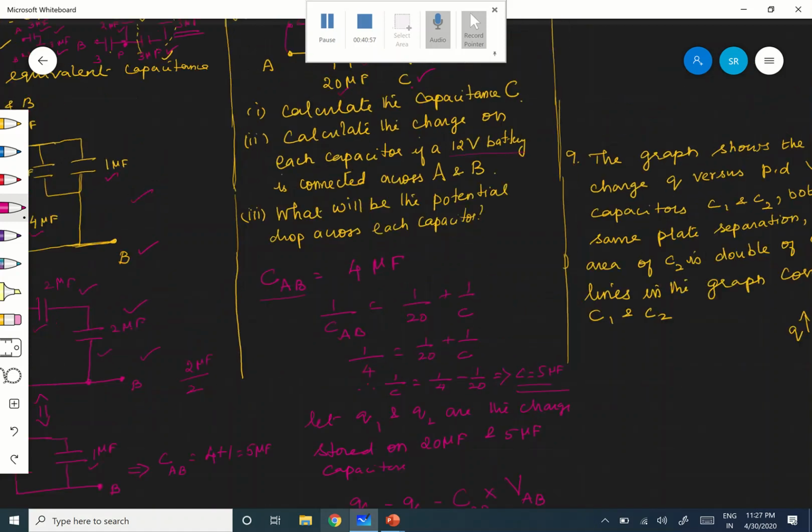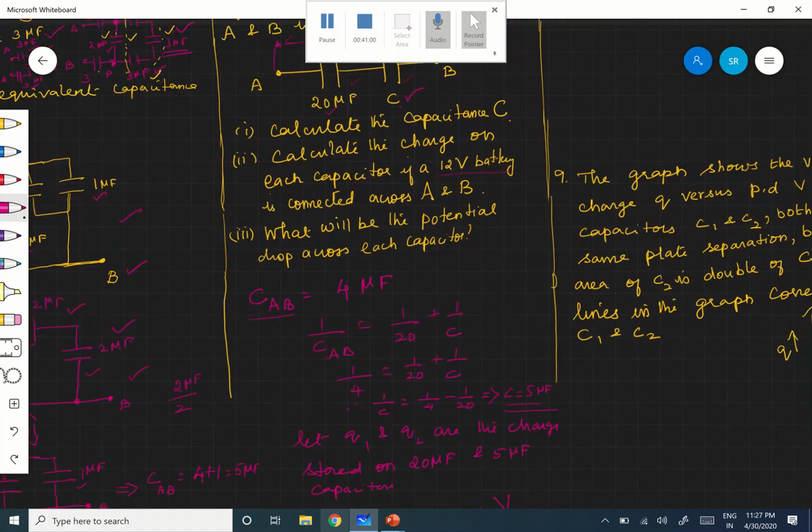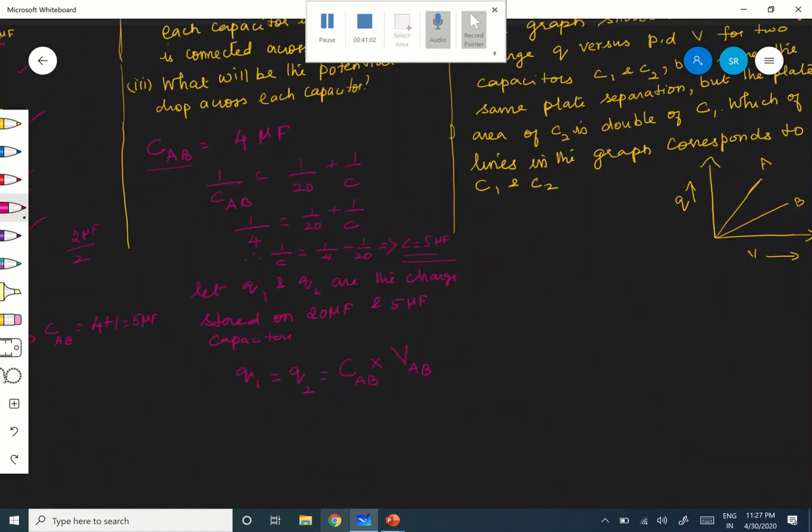What is VAB? VAB is given as 12 volt. Therefore, that is nothing but CAB, which is 4 into 10 power minus 6, into VAB, which is 12. Therefore, that is nothing but 48 into 10 power minus 6. That is 48, not farad, it is coulomb. Charge.